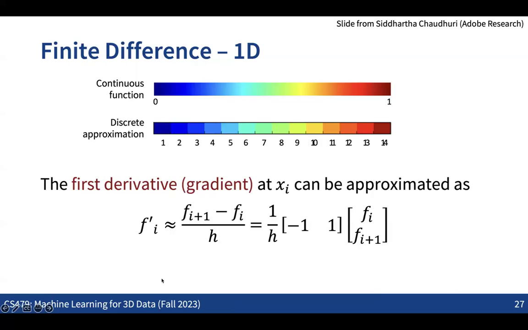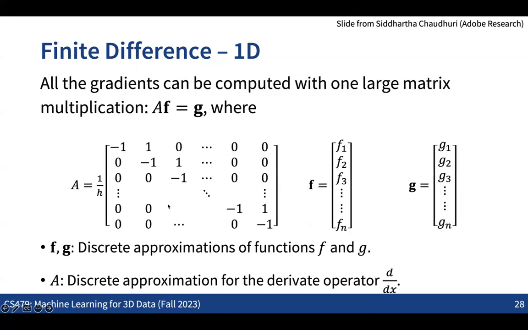So actually what you can see is that not only for the gradient at one specific point here, if we want to compute the gradient value for all the points that we have in the 1D sequence, actually all the derivatives at all the points can be computed by one large matrix multiplication. So let's think about that.